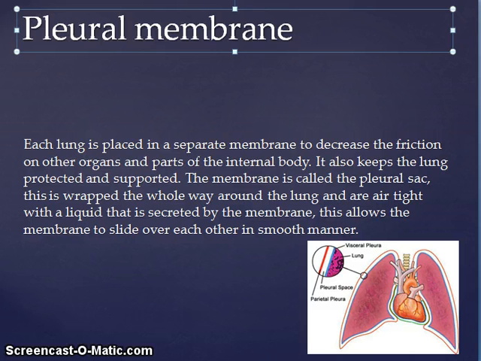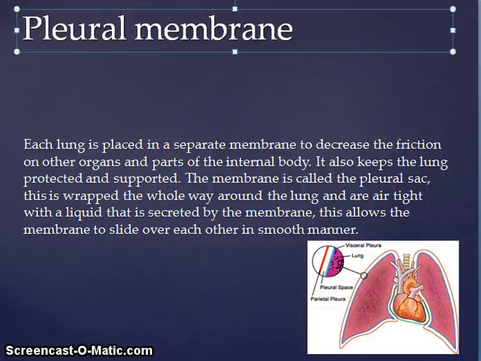Each lung is placed in a separate membrane to decrease the friction on other organs and other parts of the internal body. This membrane is called the pleural membrane, otherwise known as the pleural sac. It also keeps the lungs protected and supported by holding them together and making sure that they don't flop or just go loose.